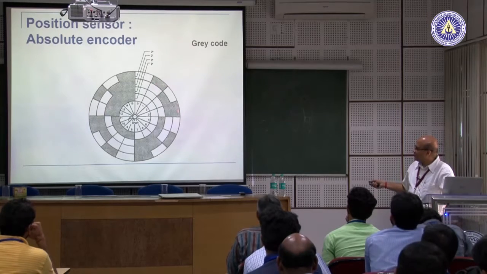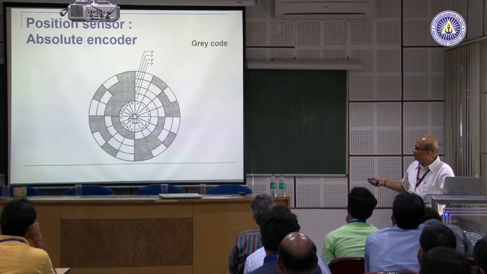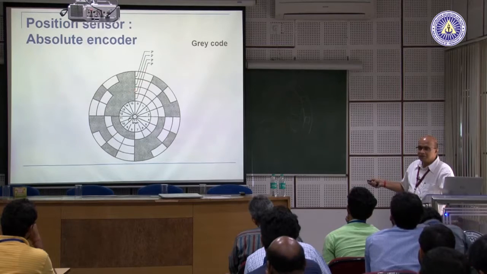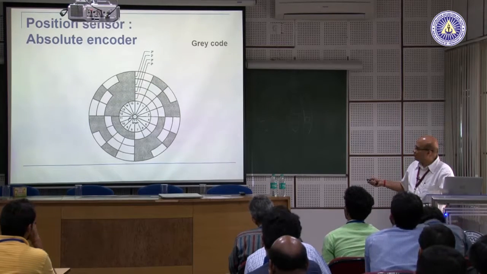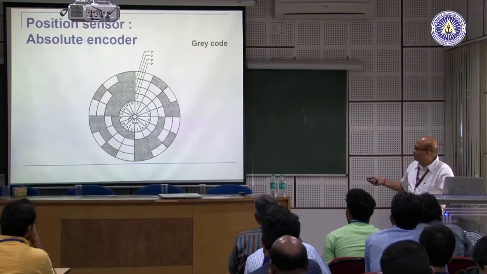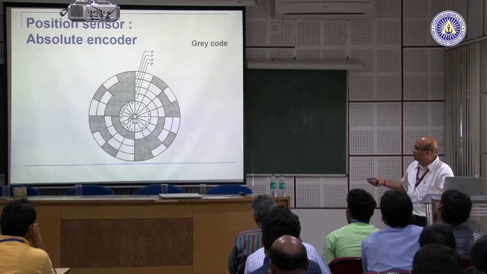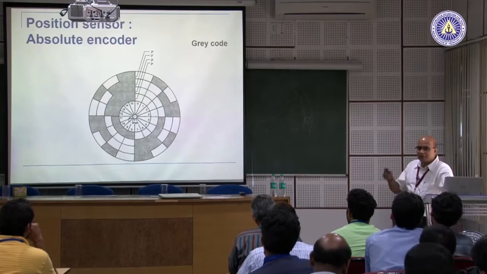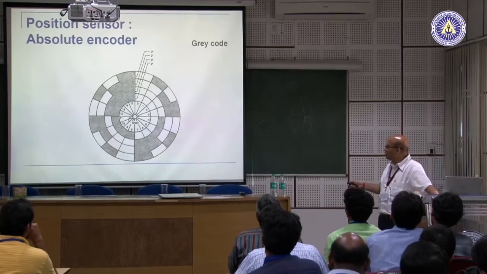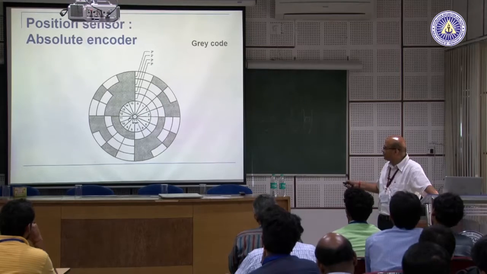Now, each of the rings has either an opaque part or a translucent part. Let us call this the opaque part, no light goes through here, light goes through here only. If no light is going through, then it is 0 0 0 0, if light is going through there, then it is 1 0 0 0. So, we can form the corresponding code, and each of these sectors is unique, you can see here.